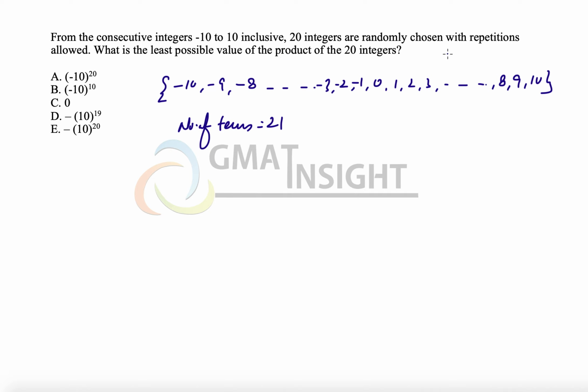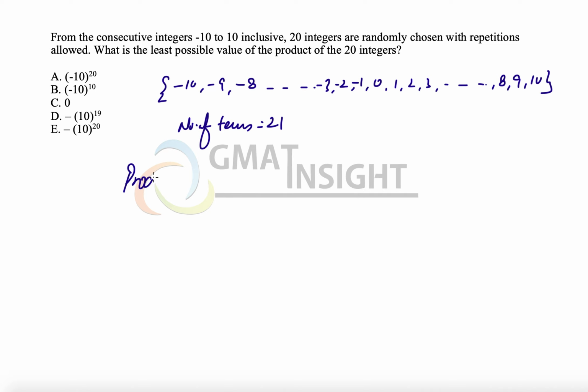20 integers are randomly chosen with repetitions allowed, so the same number can be chosen. What is the least possible value of the product of the 20 integers? Alright, so we have to minimize the product.